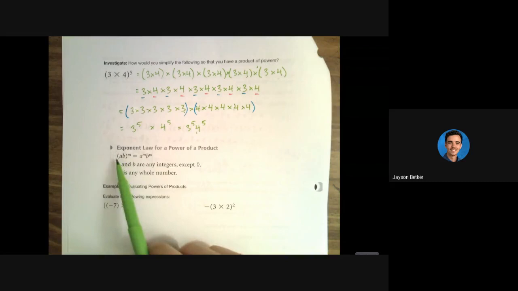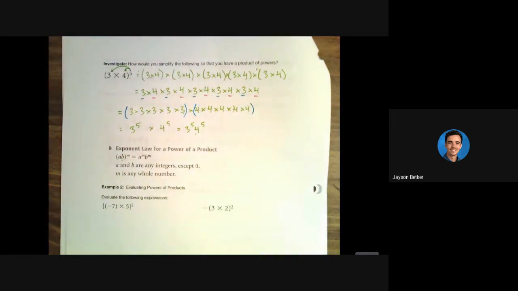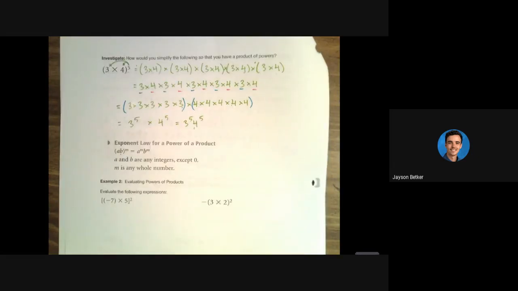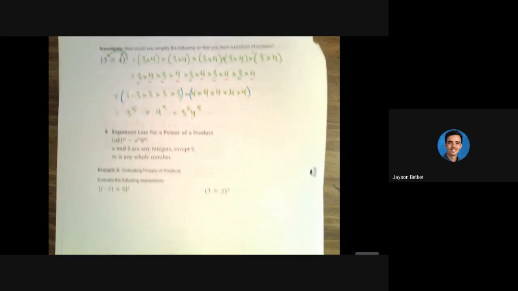If I have a times b inside of a bracket raised to the m, well, that exponent just gets put up above both of those values. So it's 3 to the 5 times 4 to the 5, or a to the m times b to the m. So let's do a couple examples.